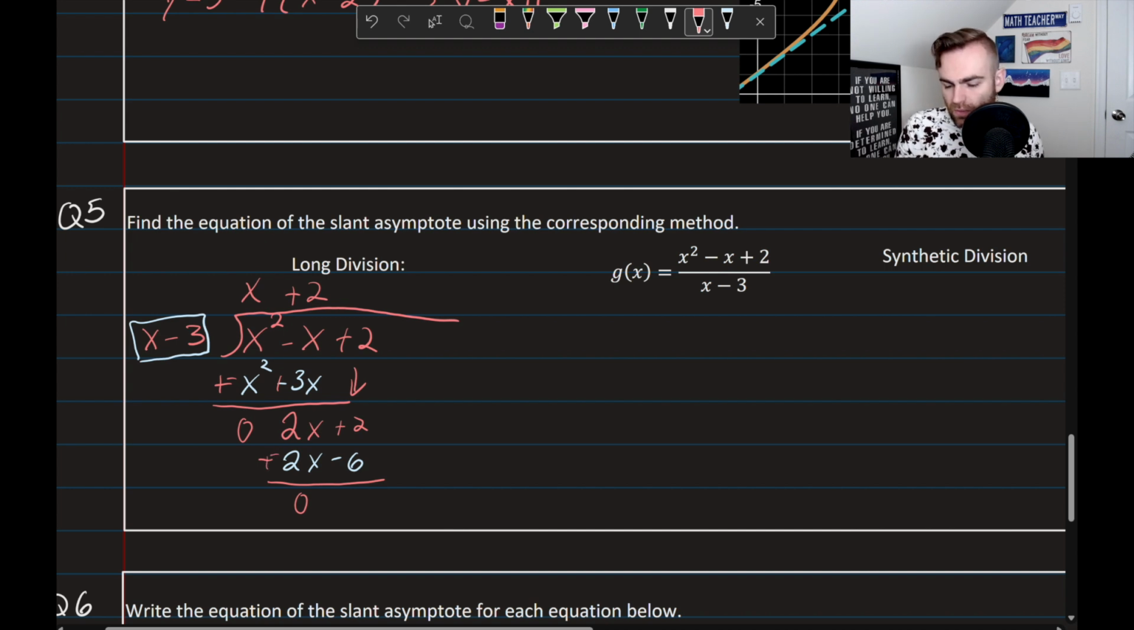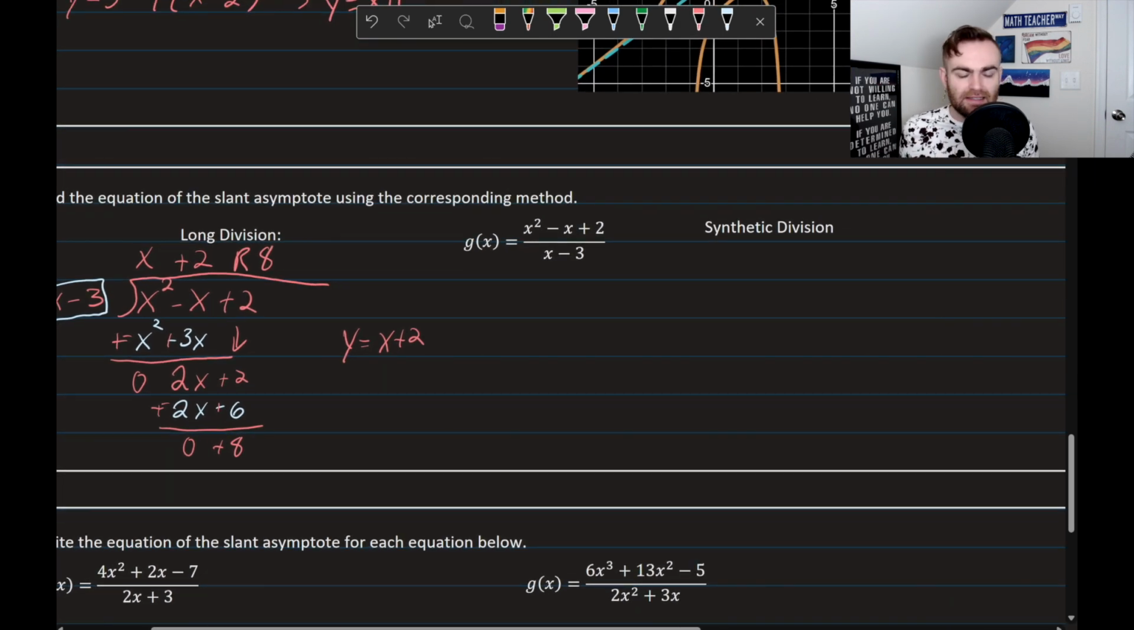And then remember that we're, again, subtracting negatives, which is like adding a positive. So that gives us positive 8. So we have a remainder of 8. For our slant asymptote, what that tells us is the slant asymptote is the equation we get without the remainder. So y equals x plus 2 is our slant asymptote.